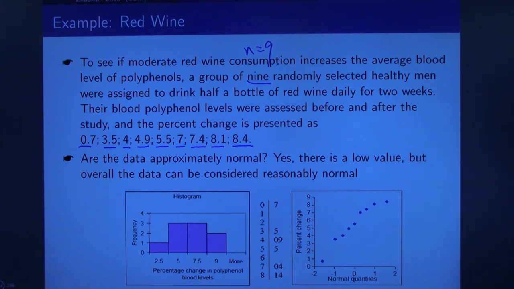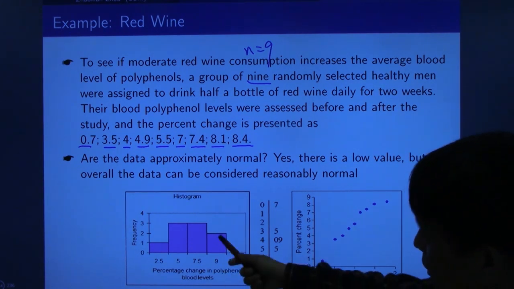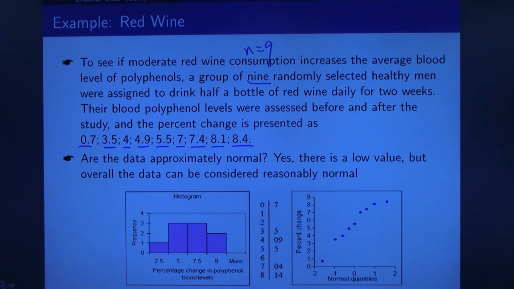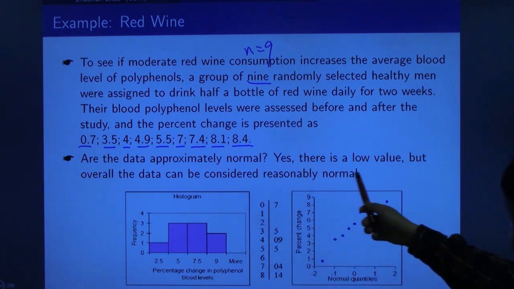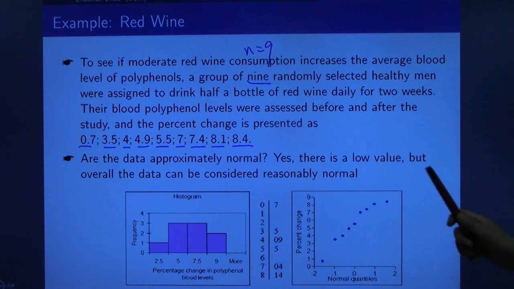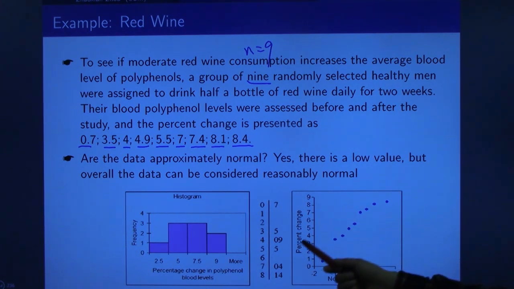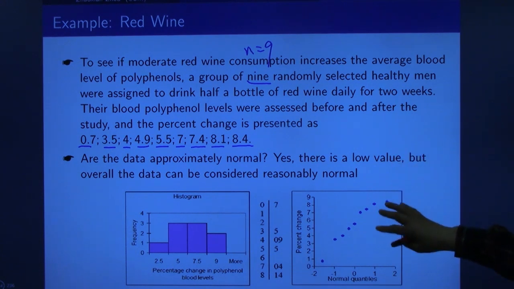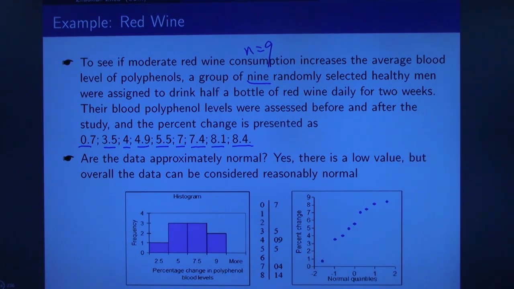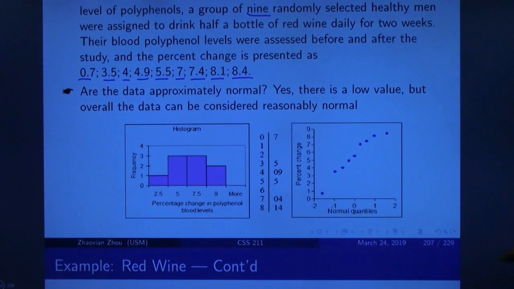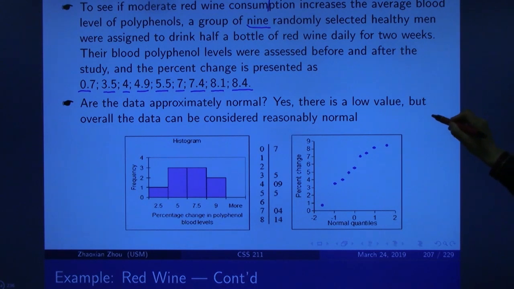First, we are going to check if this is normal. We can draw a histogram, or we have some other methods called normal quantile plots. We didn't discuss it in detail in this class, but the normality is not that high, it's low, but overall it can be considered reasonably normal. This is not a topic in our class. This is just to present this fact. It is very close to normal, so you don't need to care about this part.